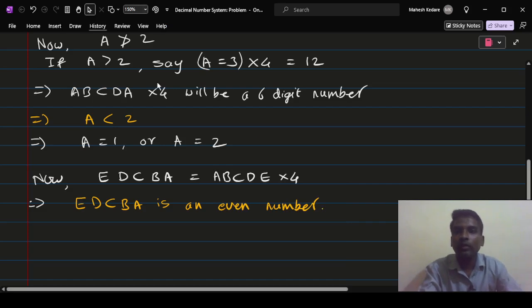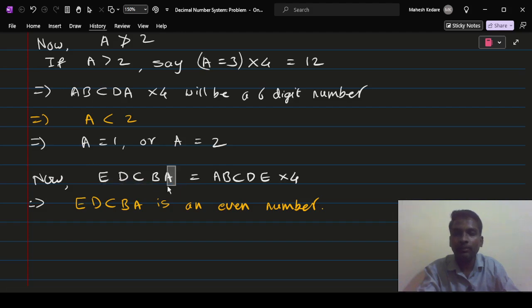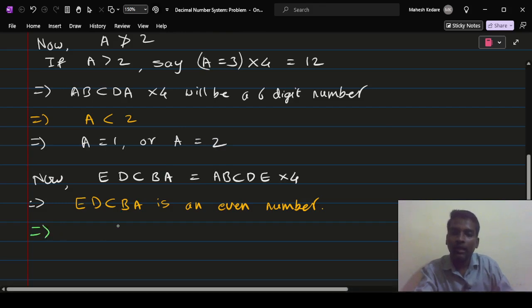Now we note that in the unit place of this number is A, and for this number to be an even number, A must be 2. We have two choices for A, either 1 or 2. For this number to be even, only this choice of A, 2, is valid. So here we have found out that the value of A is 2.